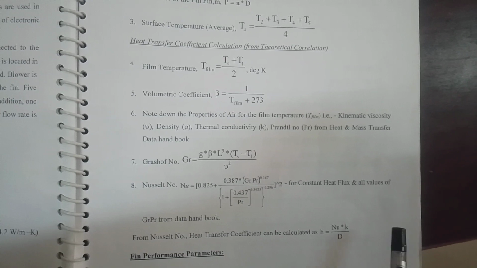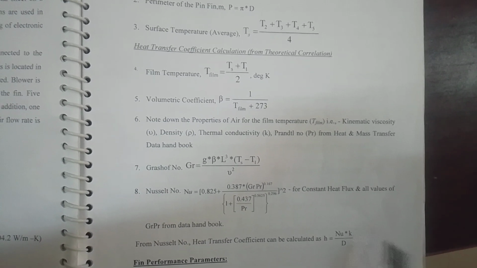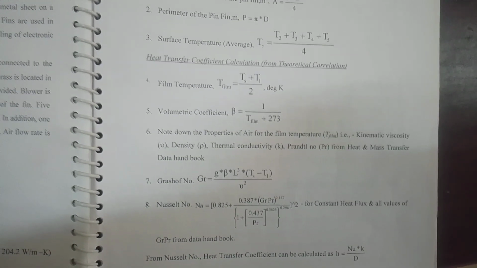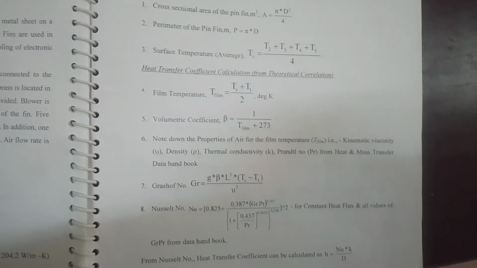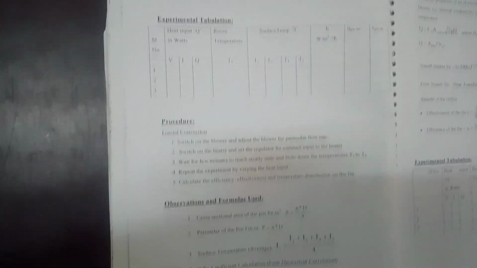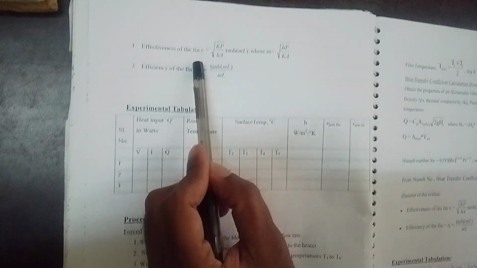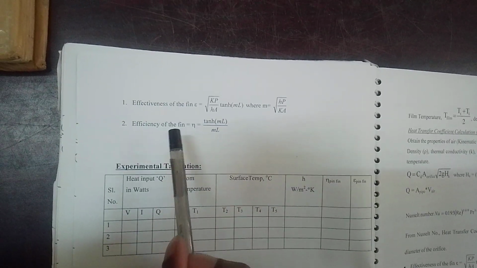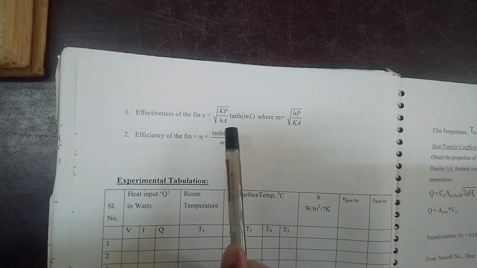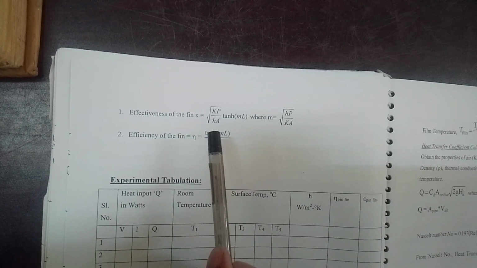You know the value of D and you know the value of K, that is the thermal conductivity. You know the Nusselt number. From this you will be able to find the heat transfer coefficient theoretically. Okay, so now we need to go through the pin performance parameters. Once you know the heat transfer coefficient, you have the equation for the effectiveness of the fin. You know the value of K, the value of P, that is the perimeter, the value of h, and the value of A. Then substitute the values of m and L.